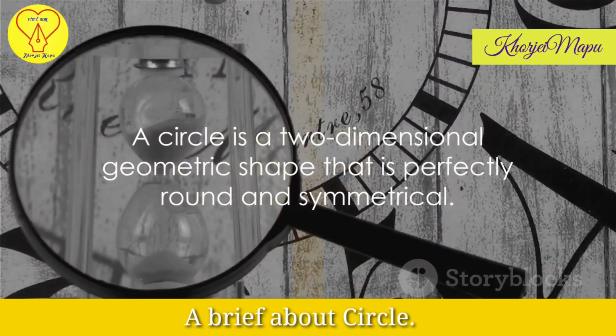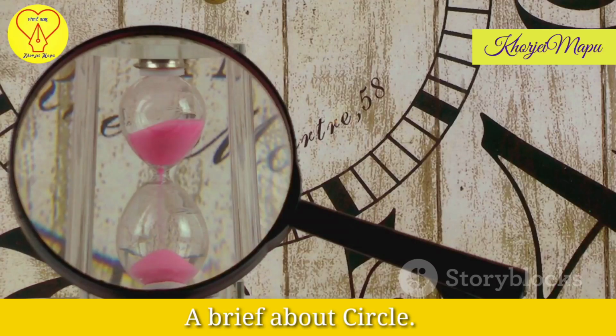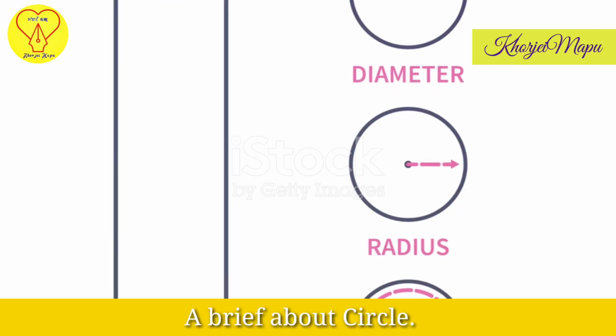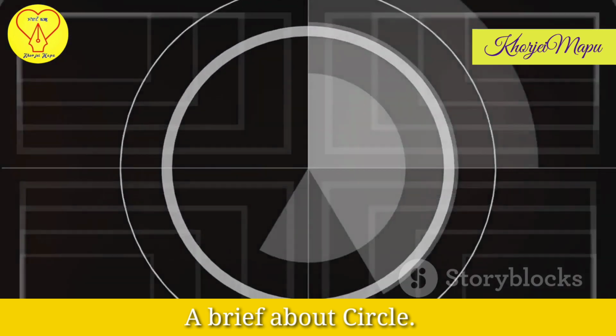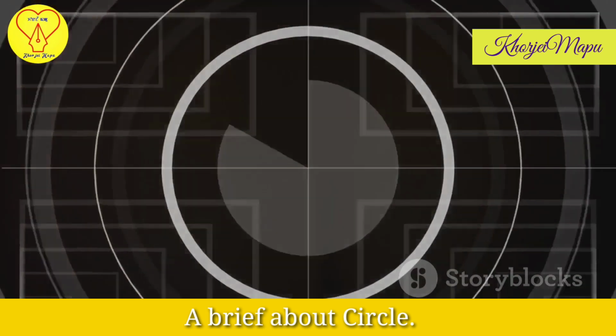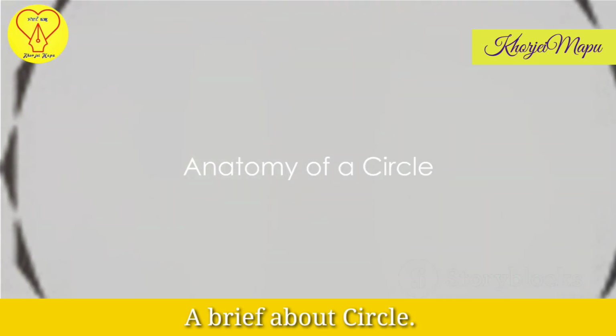A circle, in the simplest terms, is a two-dimensional geometric shape that is perfectly round and symmetrical. Every point on the circle is an equal distance from the center, creating a boundary that we refer to as the circumference. Now, let's dive a bit deeper into the anatomy of a circle.